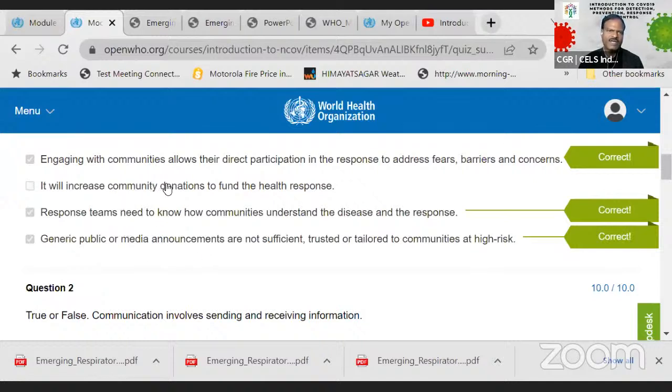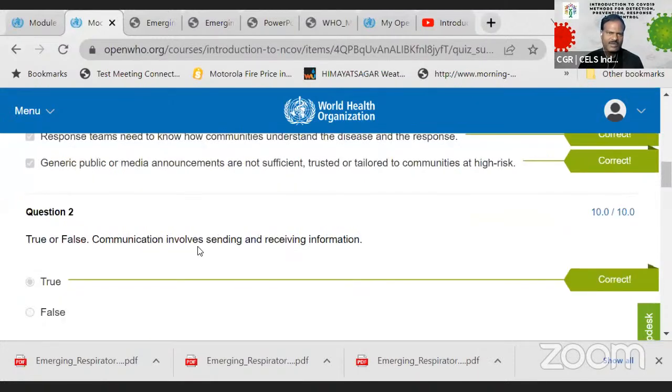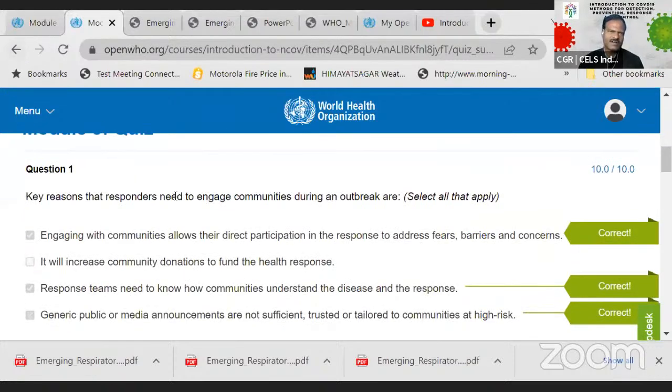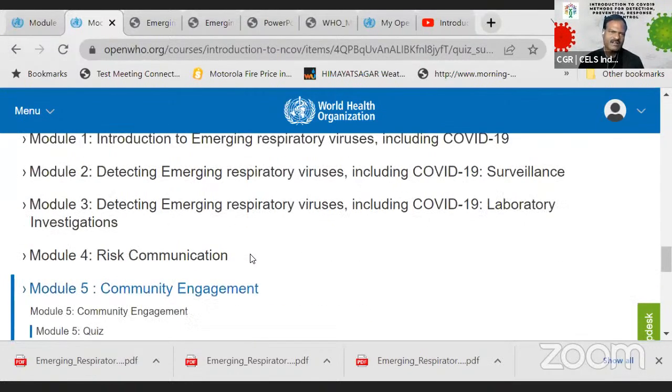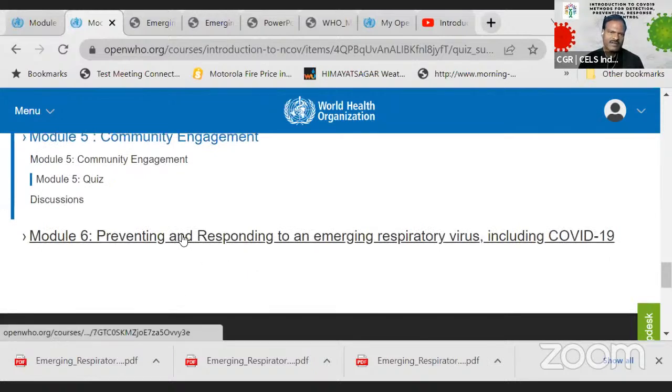It will increase community donations to fund the health response. It is not correct. Community engagement is not for funds. Communication involves sending and receiving information. That is true both ways. Communication is not one-sided. Okay.